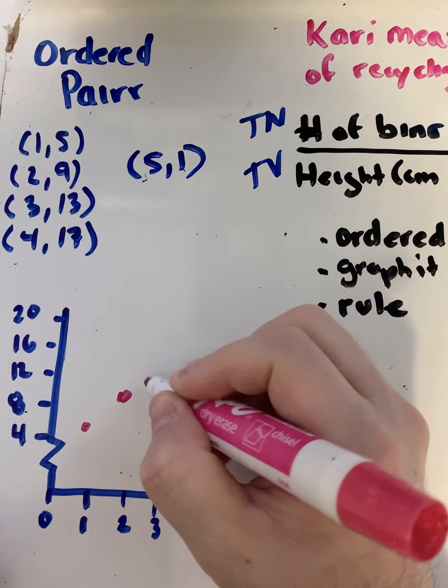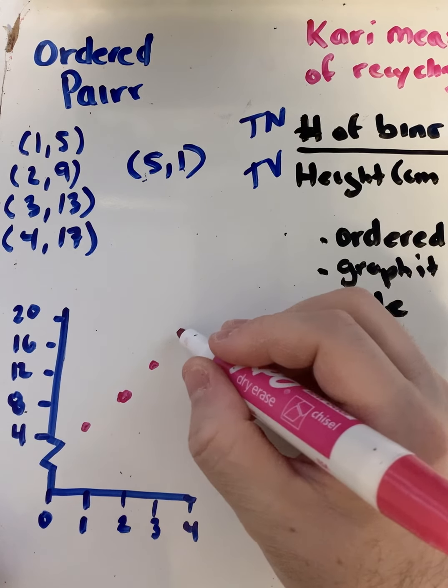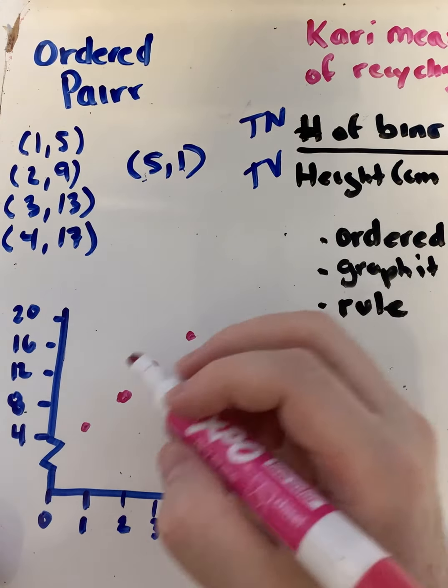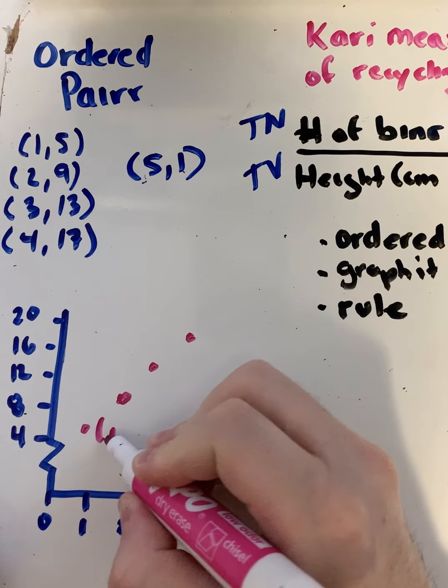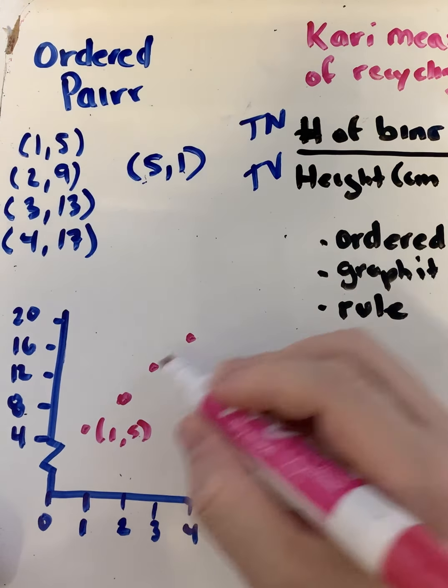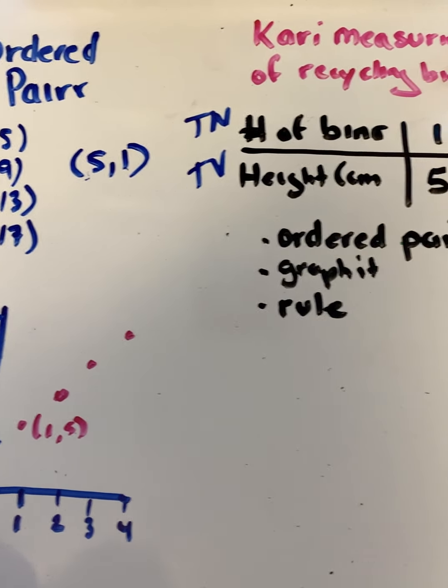3, 13 is just above the 12. And 4, 17 is just above the 16. So I can see that it's a growing pattern. I could, if I really wanted to show off to Mr. Berger, label it, but I didn't ask you to. And then the last part was the rule.